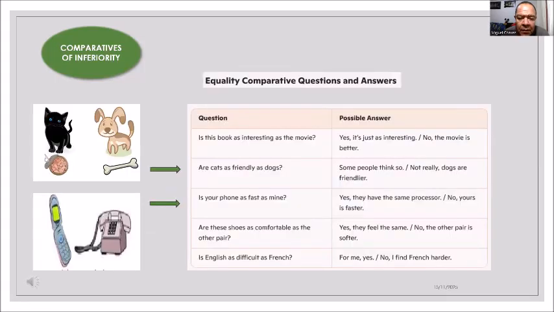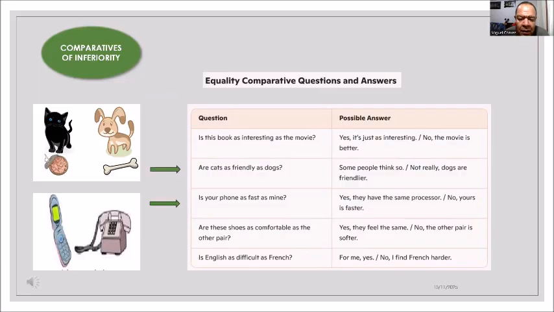Of course, you can also turn sentences into questions, simply by changing the word order in them. Look at the example and answers. Is this book as interesting as the movie? Yes, it's just as interesting. No, the movie is better. Are cats as friendly as dogs? Some people think so. Not really.